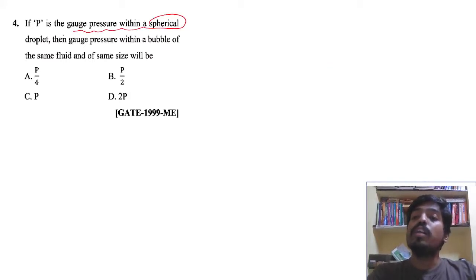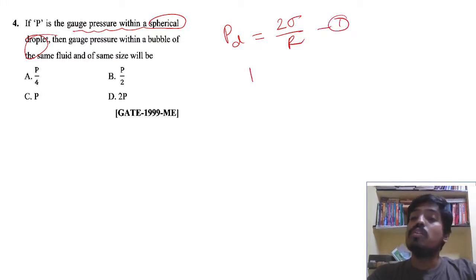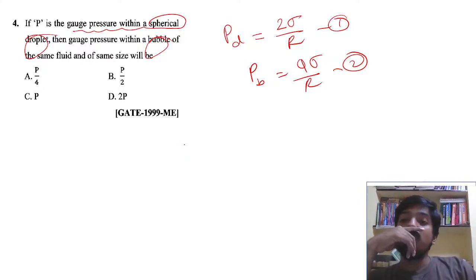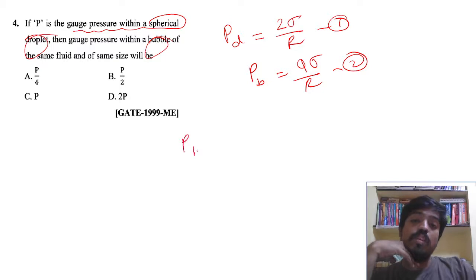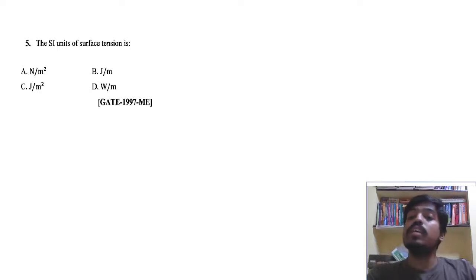The pressure P of a spherical droplet. What is the pressure formula for a droplet? For a spherical water droplet, it is 2 sigma by r. For a bubble, it is 4 sigma by r. So what they are asking is the gauge pressure within the bubble of the same fluid. Now the bubble is the menu. This is equal to 2 into 2 sigma by r. The bubble is 2 times that of the droplet. D is the answer.